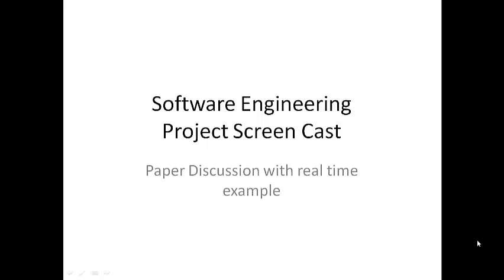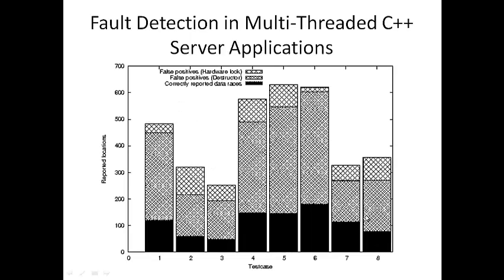The screencast discusses the paper with real-time examples. The first paper that we are going to consider is fault detection in multi-threaded C++ server applications. The paper addresses faults that occur in concurrent programming.